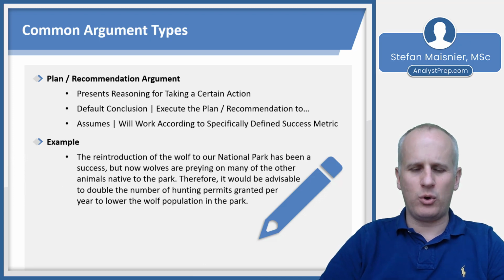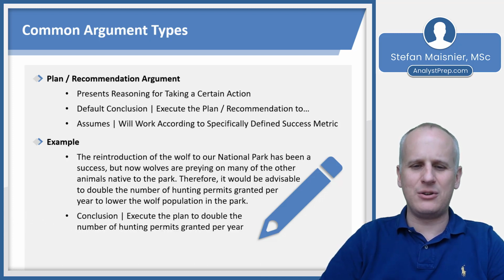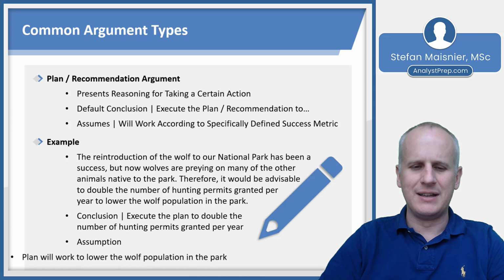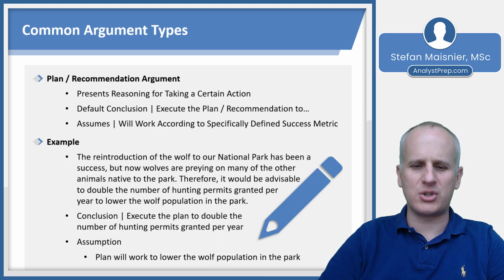The reintroduction of the wolf to our national park has been a success, but now wolves are preying on many of the other animals native to the park. Therefore, it would be advisable to double the number of hunting permits granted per year to lower the wolf population in the park. So the conclusion is simply to execute the plan to double the number of hunting permits granted per year. Now, the assumption is that this plan will specifically work to accomplish the goal of lowering the park's wolf population. You have to be careful when you're evaluating plan and recommendation type arguments to not just grab some statement that seems broadly positive or broadly negative.